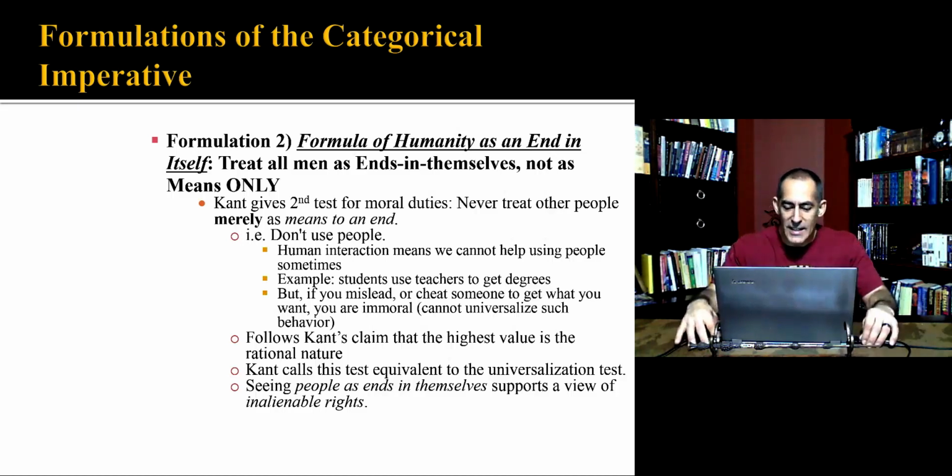So Kant gives a second test for moral duties. Never treat people, I should say, merely as a means to an end. That's why I had the word only emphasized there. When we talk about using people, obviously at some points you have to use people, right? Human interaction means we cannot help doing that. If you're a student taking a class, if you're a person watching this video, in a way, you're using me, right? Because I'm providing you with information or maybe something that you need. Okay, but we don't think of that as necessarily an immoral action.